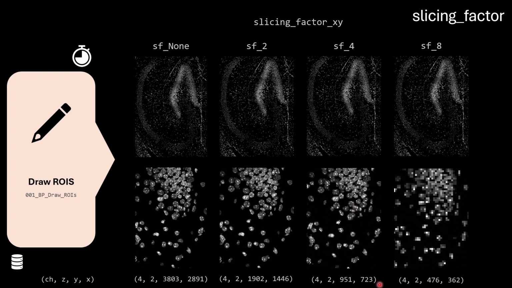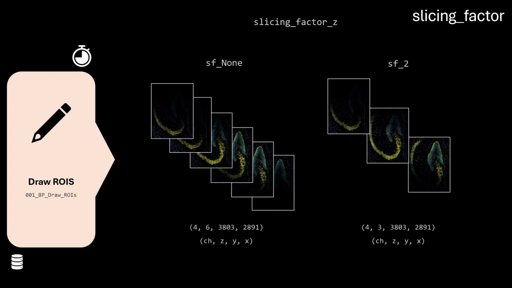But be careful, too much downsampling can cause important details to be lost. In the SF4 panel, for example, sparse nuclei still appear well defined and are easy to segment. However, in denser areas, this loss of resolution can make it harder to accurately detect and separate nuclei. The same principle applies to the Z dimension. Often, we acquire more optical slices than necessary for effective analysis. While this can improve visual detail, it also places a significant load on system memory and processing speed.